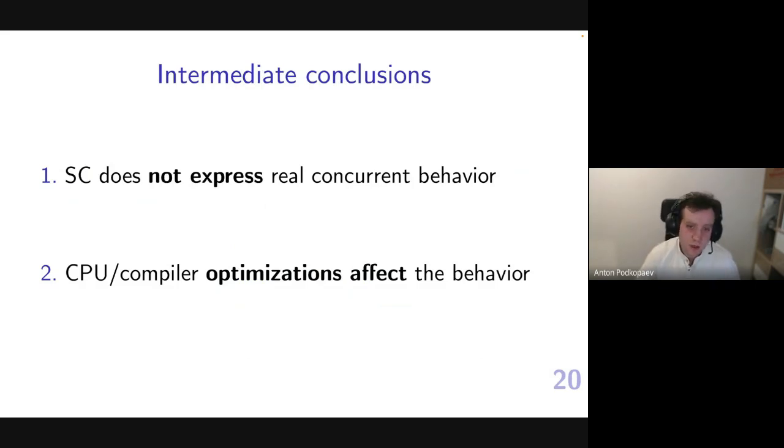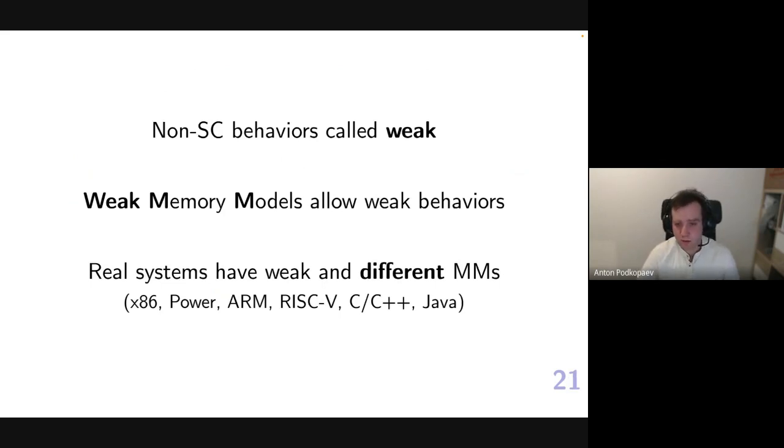And the answer to that is so-called weak memory models. Any non-sequentially consistent behavior like the one we just observed is called weak, and memory models, or semantics of a concurrent system, which allow more behaviors than sequential consistency are called weak memory models. Real systems with concurrency, like all major CPU architectures and programming languages with concurrency, all have weak memory models. And later we'll see why in this talk.